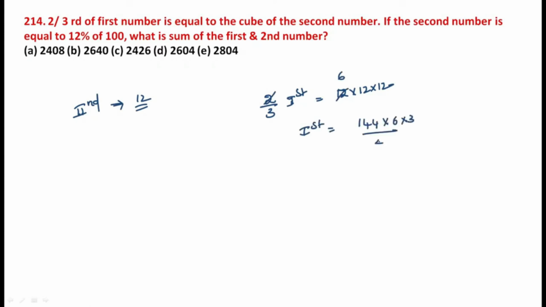You can multiply. 6 fours are 24. 6 ones are 6, plus 2 is equal to 8. Again you should multiply with 3 times. 4 threes are 12. 6 threes are 18, plus 1 is 19. 8 threes are 24, plus 1 is 25. 2592 is the correct answer.